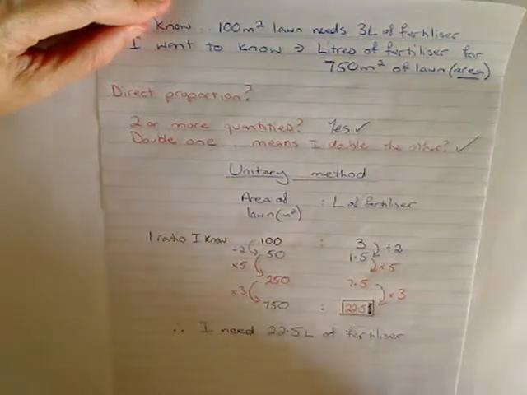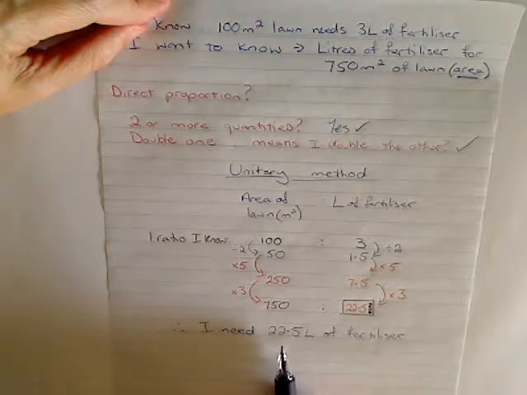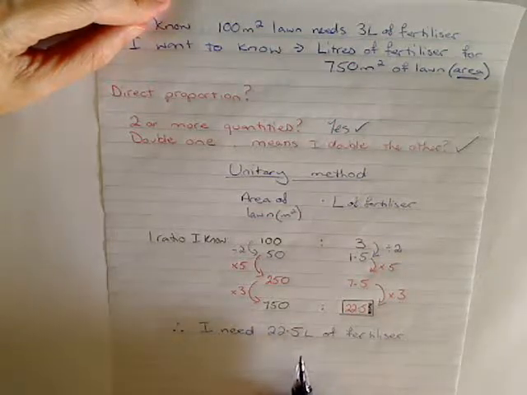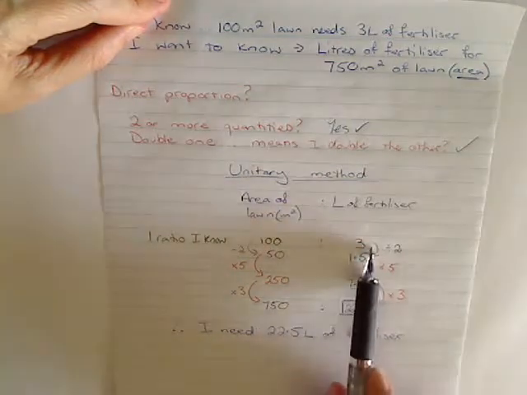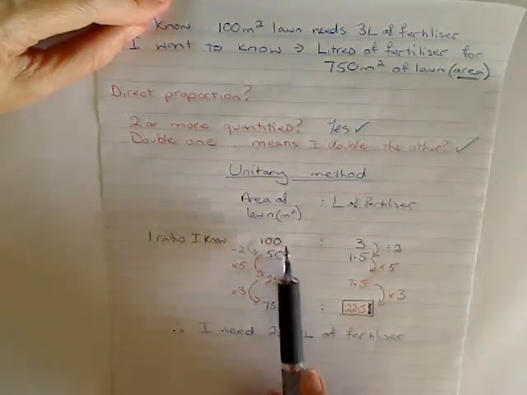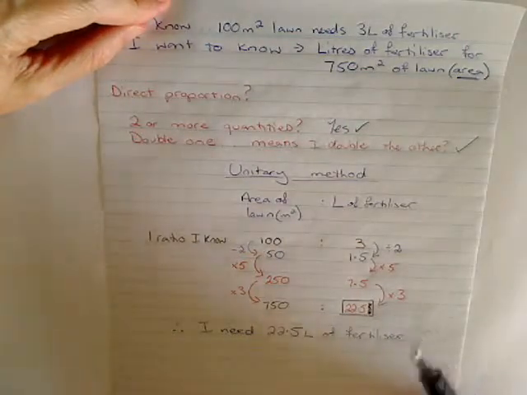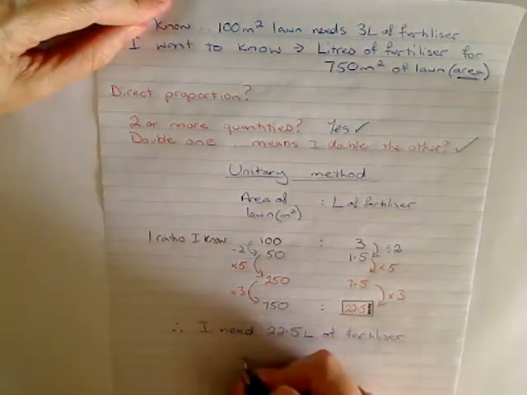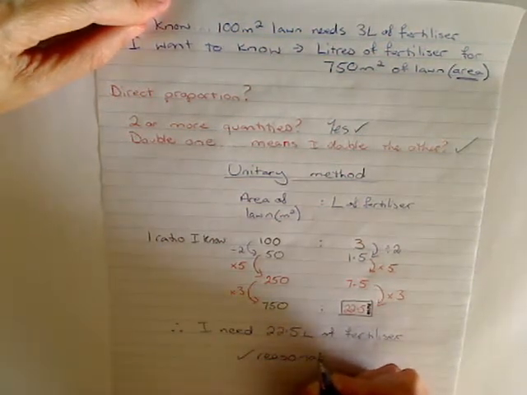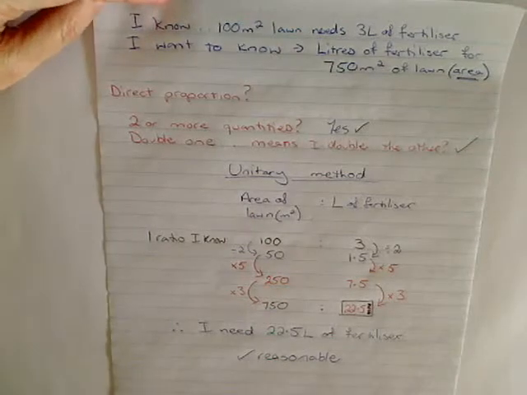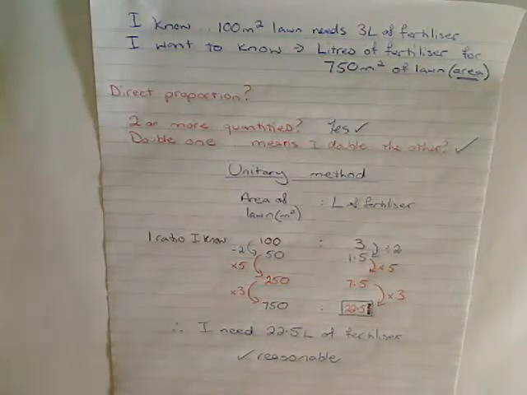That is a lot of fertiliser, 22 litres. Thinking of a 3 litre milk container, I need at least 7 of them, so that's a lot. So if I needed 3 for 100, it makes sense that if I'm going nearly 8 times bigger, I'd have nearly 8 times bigger of fertiliser as well. So my answer is reasonable, just a little scary. That's a lot of fertiliser. Okay, and shortly I'll show you how you can solve the same kind of question with algebra if you want to.